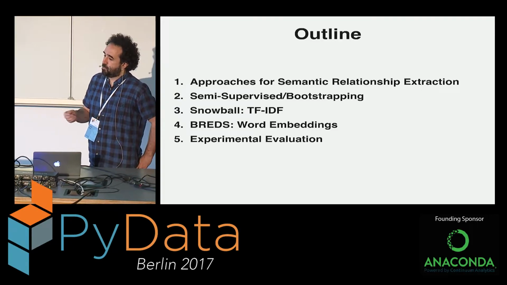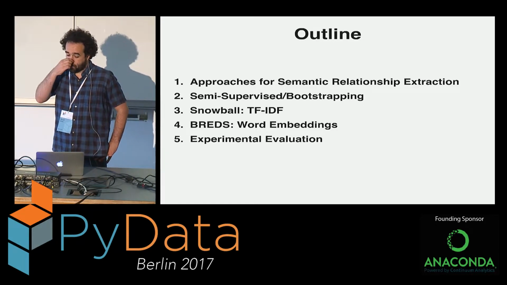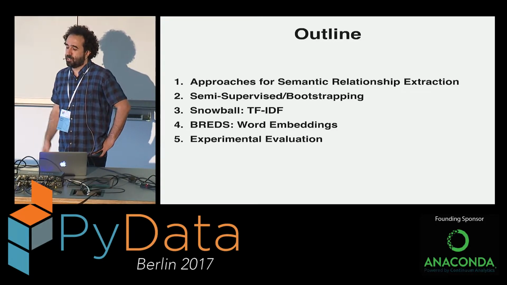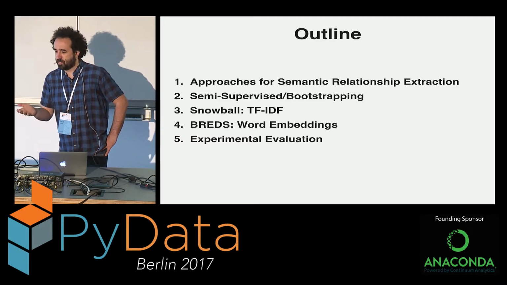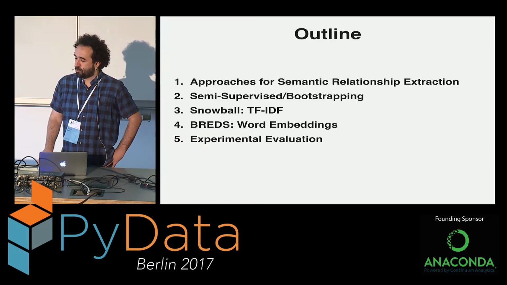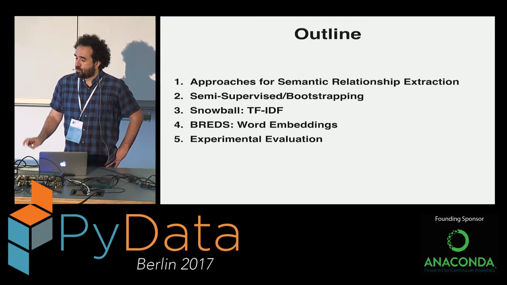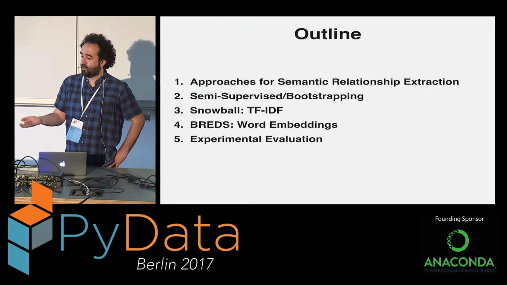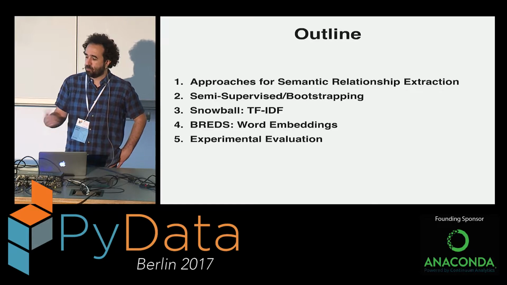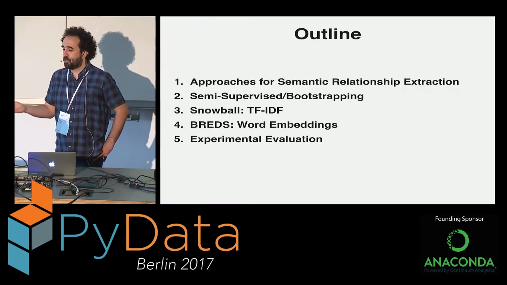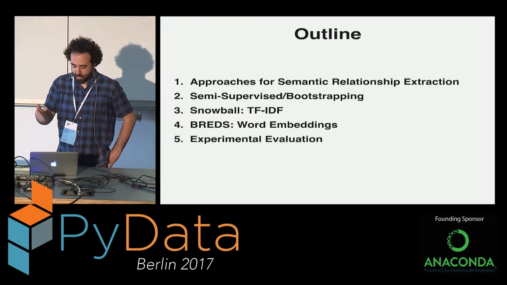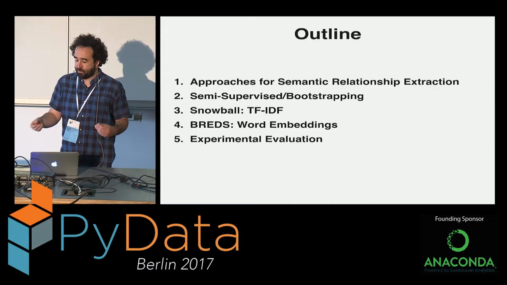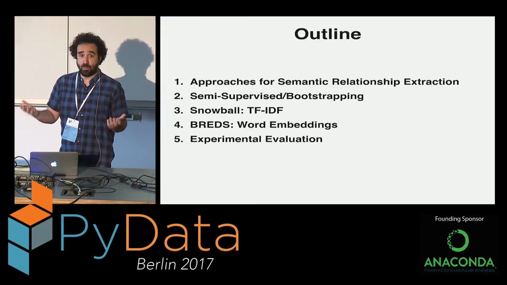I will briefly go through approaches for semantic relationship extraction. Then I will focus on a method which is called semi-supervised or bootstrapping, depending on how you want to call it. Then I will present a system, Snowball, which is based on TF-IDF weighted vectors. And then I will present another system which I have proposed, which is based on word embeddings, but follows basically the same architecture as Snowball. And at the end, I will show the experimental evaluation in which I compared both systems.